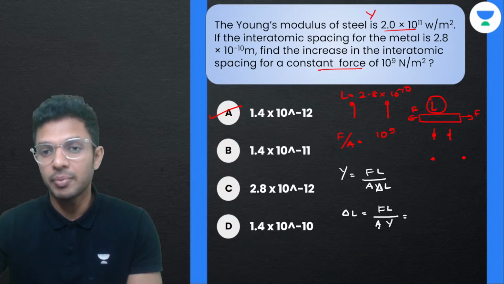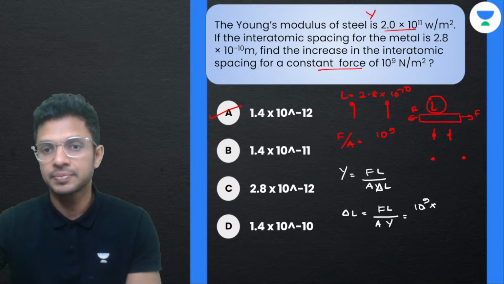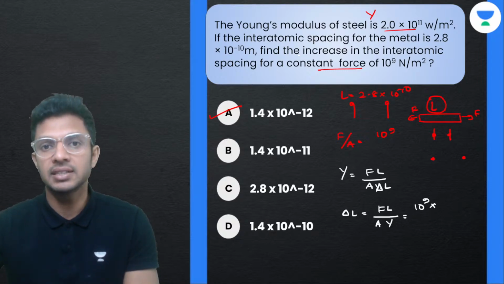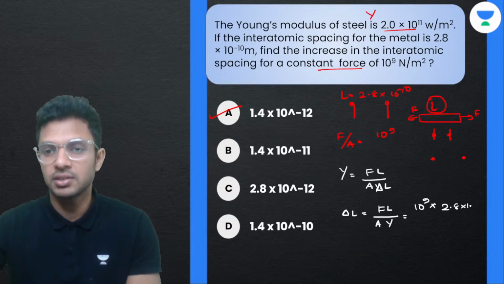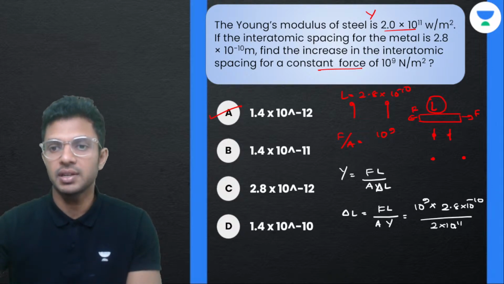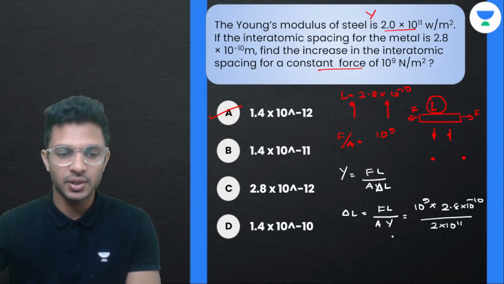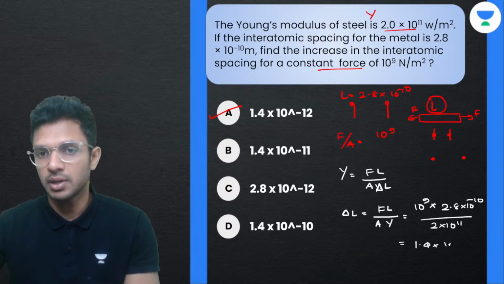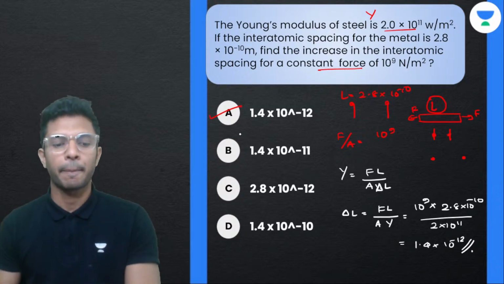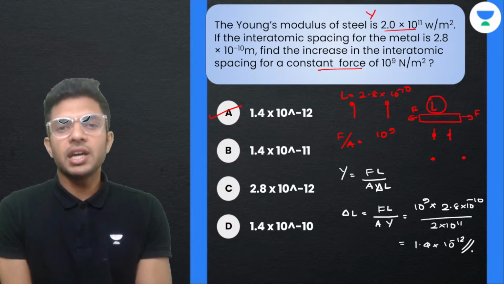F by A का value is given, 10 power 9. Length, is it given? Spacing for the metal is 2.8 into 10 power minus 10. Yes, that's given. And Young's modulus value is also given, 2 into 10 power 11. Okay, so 2.8 by 2 will be 1.4. 10 power 9 into 10 power minus 10 is 10 power minus 1. Here 10 power 11 goes up, 10 power minus 12. So सही option है option A.